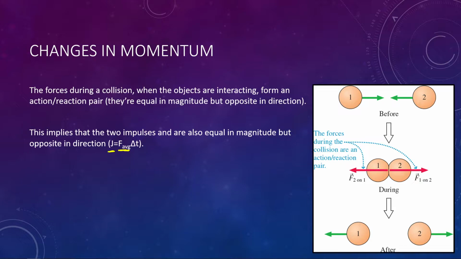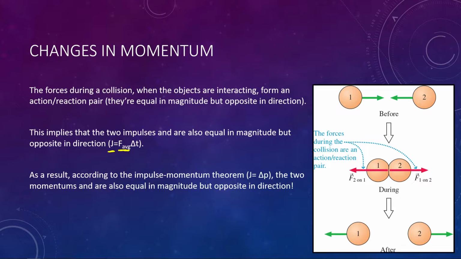If that's the case, we can take it a step further again, because of the impulse-momentum theorem that we introduced in our previous lecture, in other words, J is equal to delta P, meaning an impulse that you deliver to an object will change its momentum. Well, if the impulse is the same for both, but opposite, then so must be your change in momentum. So the changes in momentum of your objects are equal and opposite as well.